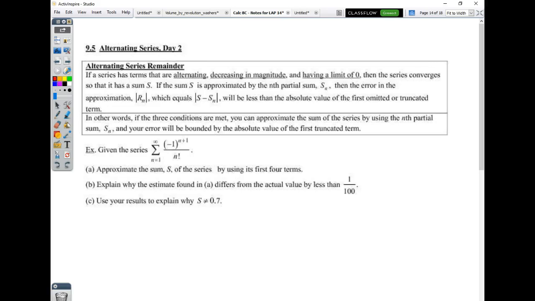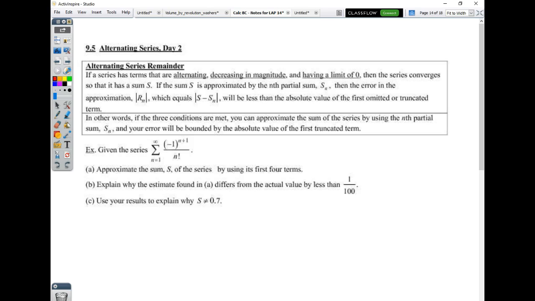All right, so alternating series, day 2. Yesterday we looked at an alternating series, right? Terms alternate, decrease in magnitude, find out the limit goes to 0, we say it converges by the alternating series test. Alternating series is a unique case insofar as you currently know how to find the sum of a geometric series. The sum of a geometric series is the first term divided by 1 minus r. And that's something that we need to know.